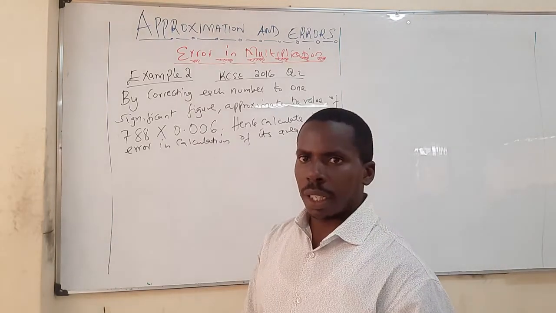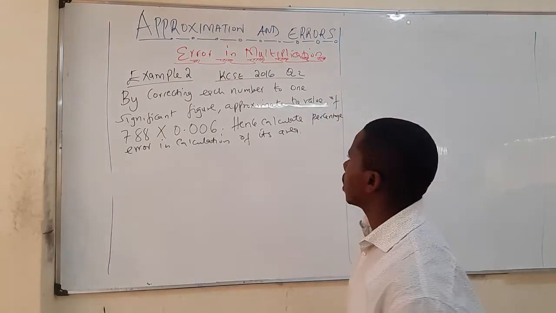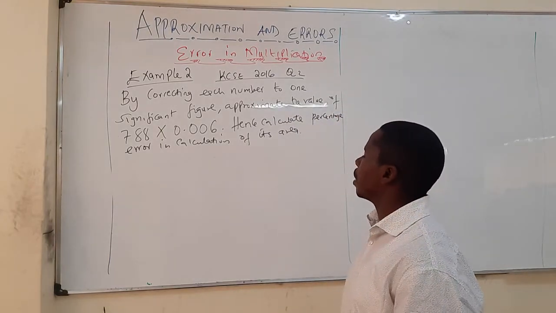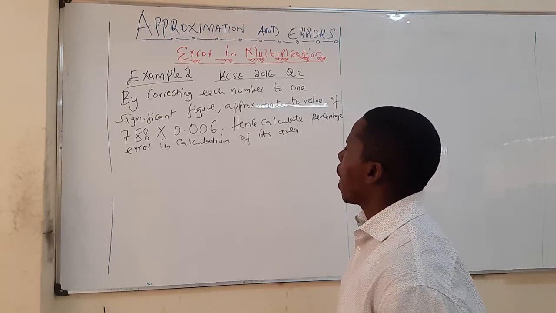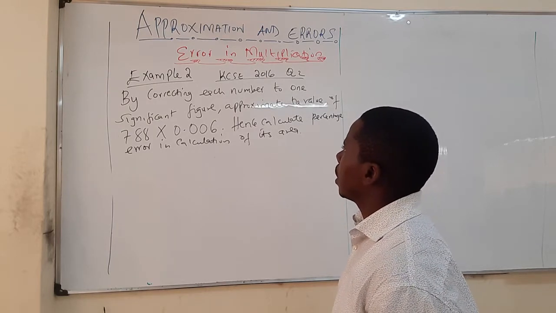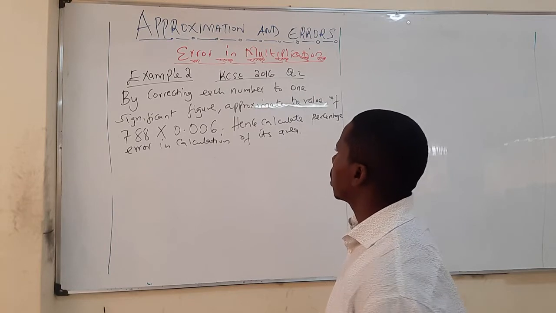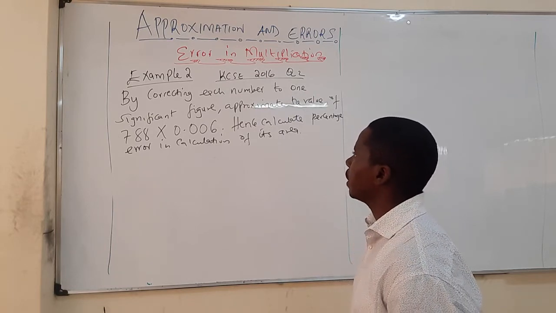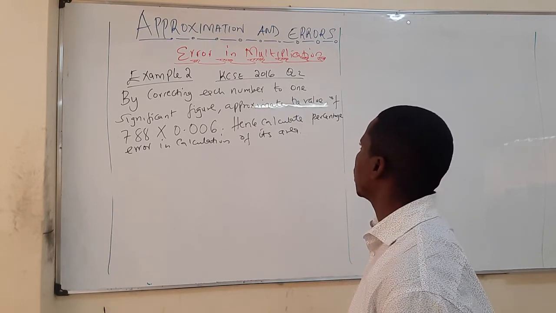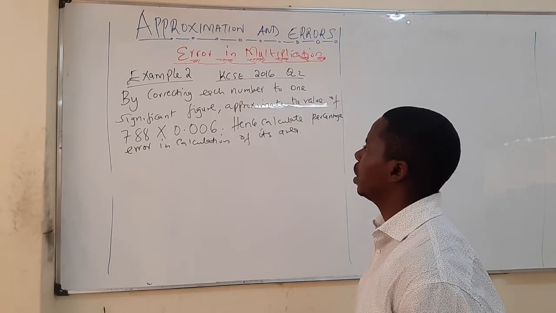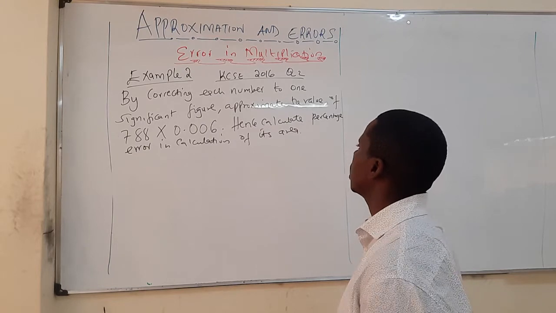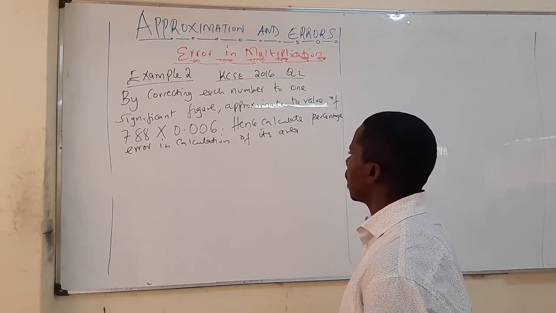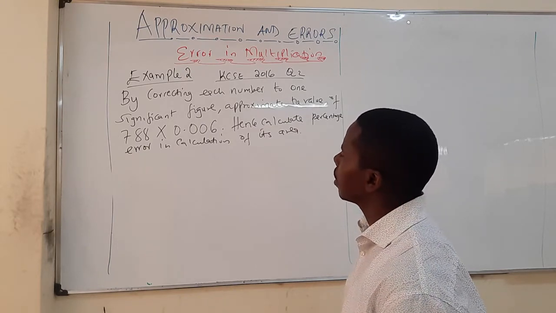So let's look at example 2. This is also a question from the KCSE 2016, question 2, and the question reads: by correcting each number to one significant figure, approximate the value of 788 multiplied by 0.006. Hence, calculate the percentage error in calculation of its area.